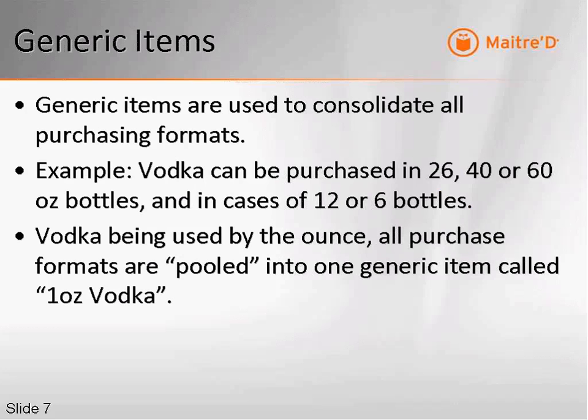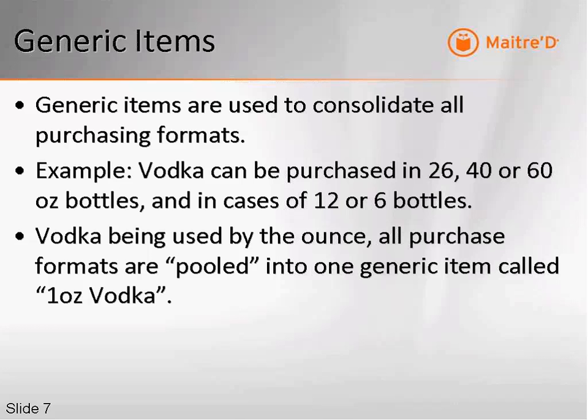So basically the idea behind the generic item is that since vodka, for example, is used by the ounce, you can purchase it by the case or by the bottle. The idea is to take all of those different purchase formats and pool everything together into one generic item that will be used for all your recipes after that. For the example that I'll use today, I'll talk a lot about vodka, and the item that I'll use today is the 1 ounce vodka. That will be the generic item that we'll use today.